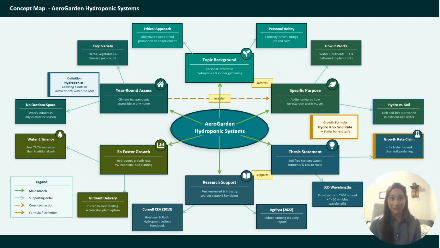I guess it's the whole premise, of course. It also encouraged free association in a way I didn't expect. One idea led to another. For example, the 5 times faster growth node led me to think about nutrient delivery, which then reminded me of something I'd read about, water efficiency, which connected back to the research I had already gathered. Things I hadn't consciously planned on including just surfaced naturally in the whole process.